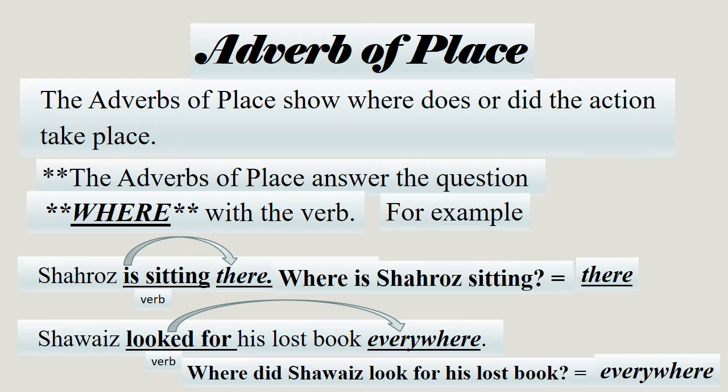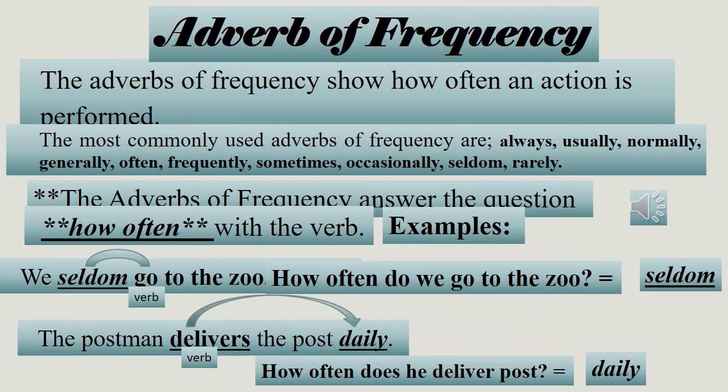The third type is adverb of place. The adverbs of place show where the action does or did take place. The adverbs of place answer the questions which begin with the word where. For example, Shahaz is sitting there. Where is Shahaz sitting? The answer is there. Shahaz looked for his lost book everywhere. Where did Shahaz look for his lost book? The answer is everywhere.